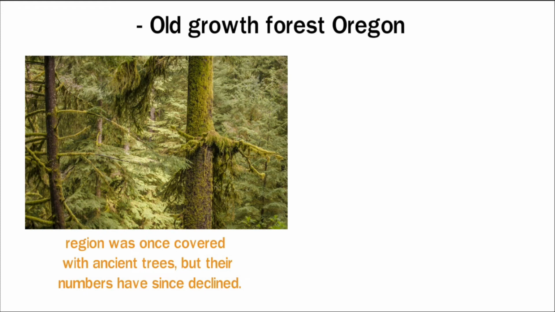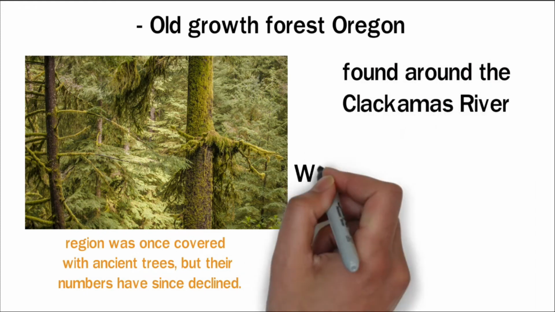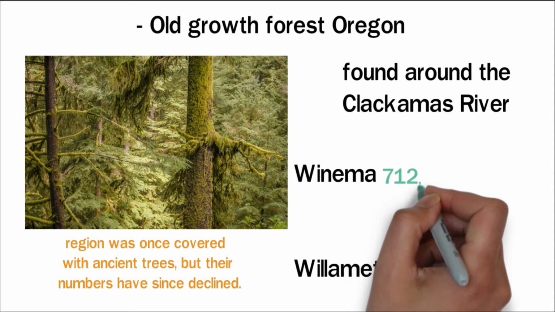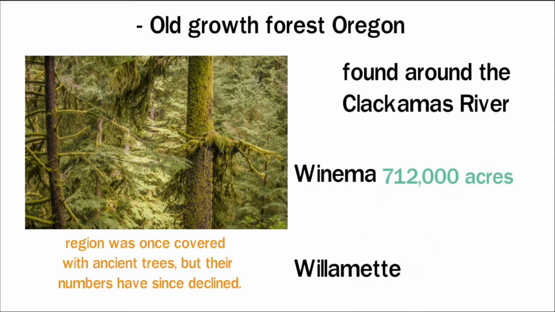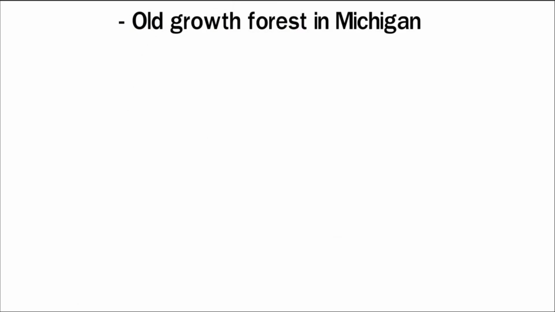Some of the oldest old-growth forests can be found around the Clackamas River. Winema and Willamette National Forests are among the largest old-growth forests in Oregon. Winema National Forest covers about 712,000 acres, while Willamette National Forest is 1,675,407 acres.